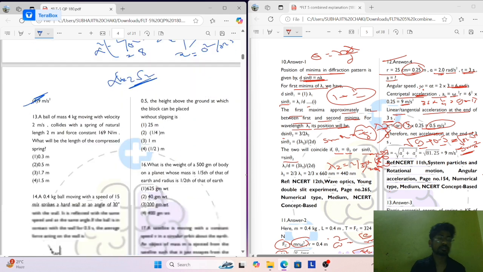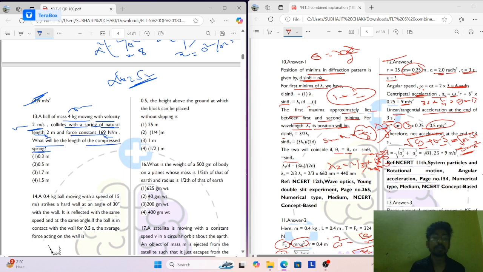A ball of mass 4 kg is moving with velocity 2 meter per second. m is given, u is given. It collides with a spring of natural length L. Natural length L is given. The force constant, that means k, is given. What will be the compressed length?